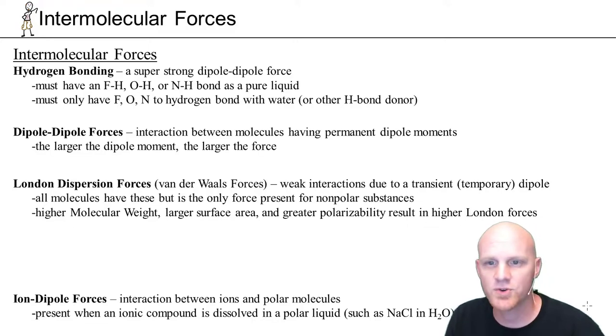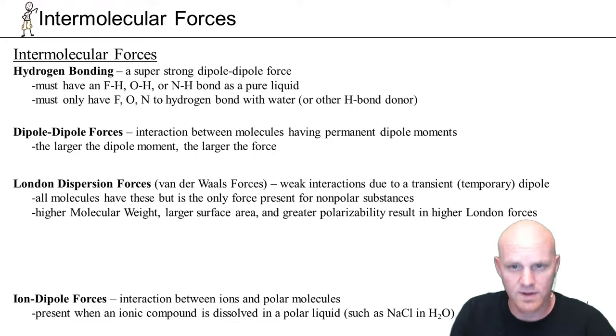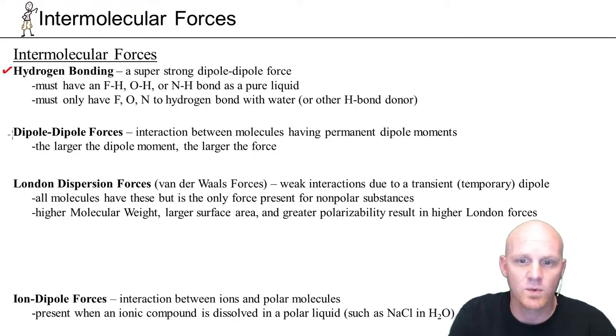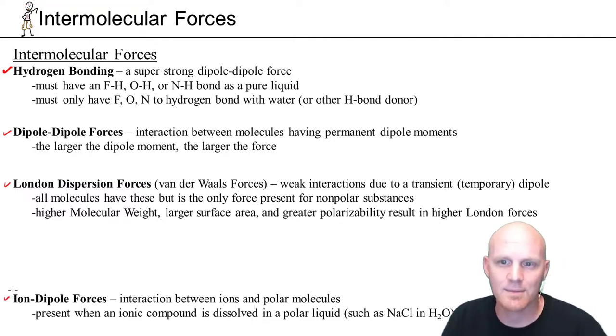However, most of the time we're talking about two separate molecules, the interaction between them. These are typically much weaker than actual covalent bonds. So take a look at these. We've got hydrogen bonding, we've got dipole-dipole forces, we've got London dispersion forces, and we've got ion-dipole forces. And we're going to take some time at length to talk about each of these.